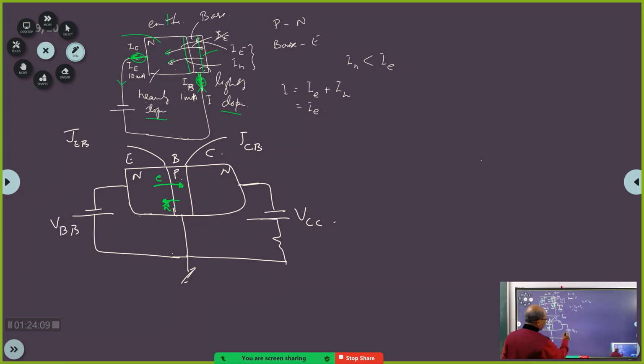So what type of biasing am I doing here? See, the negative plate is connected to N and the positive plate is connected to P. So this junction is forward biased, and this junction is reverse biased. Got it?